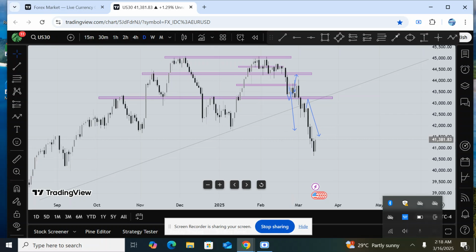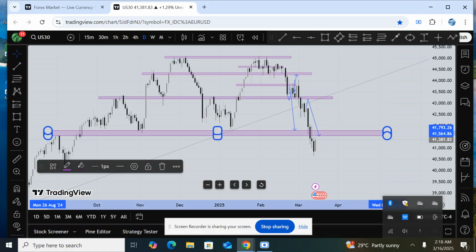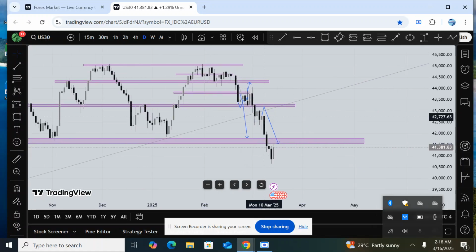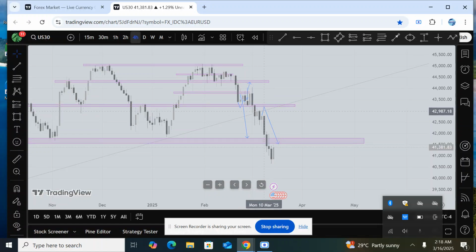US 30, I will draw a zone right about here. So this pullback, we analyzed here. Let me move over to the 4 hour time frame so we can see it clearly.